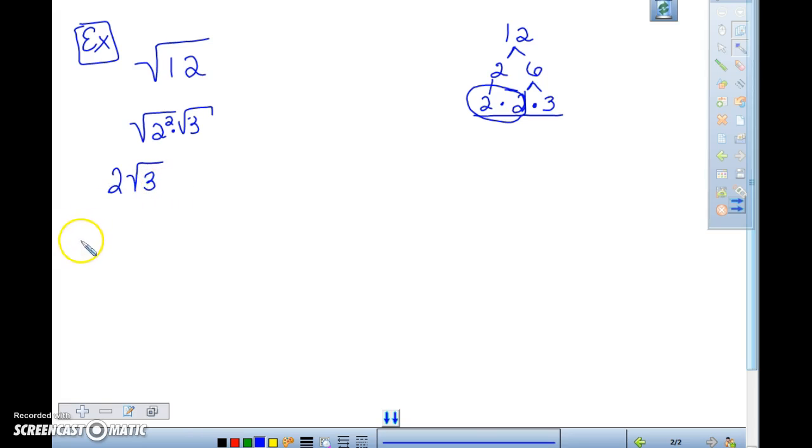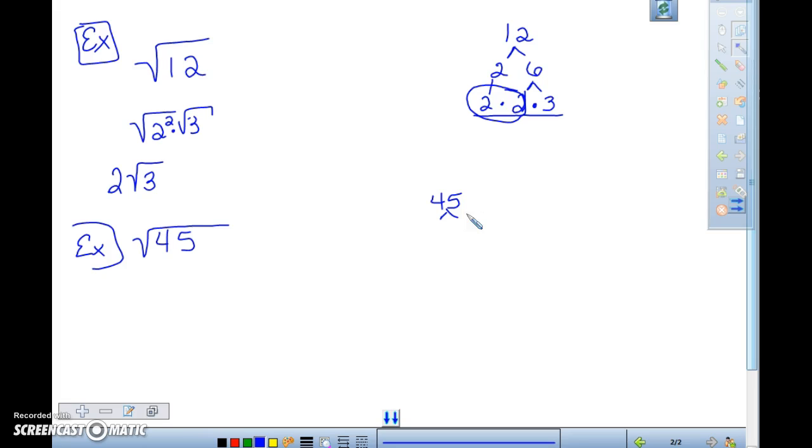All right, let's do another one. Let's do 45. What's 45? Okay, we'll do 45. So I'm going to come over here, I'm going to do a factor tree. 2 square root of 3. 2 times the square root of 3 is the same as the square root of 12.